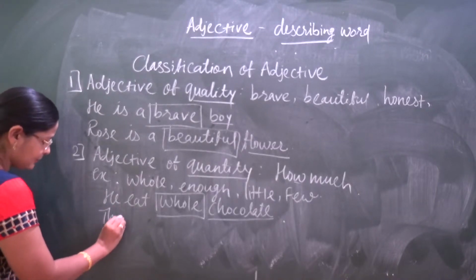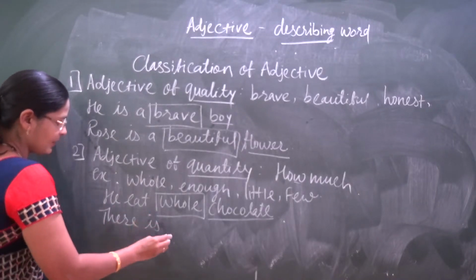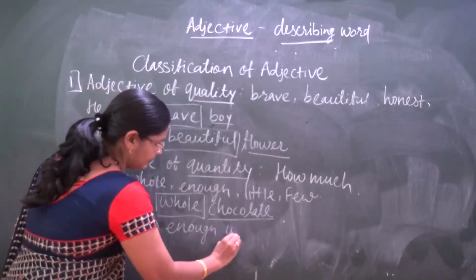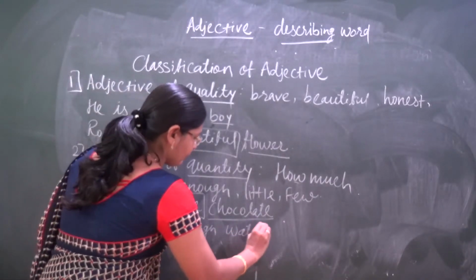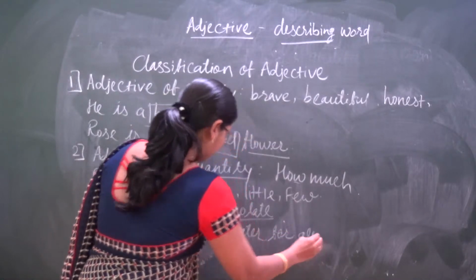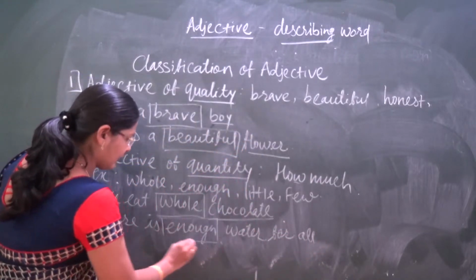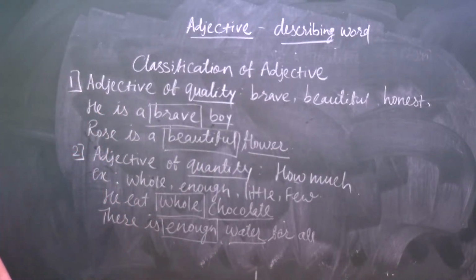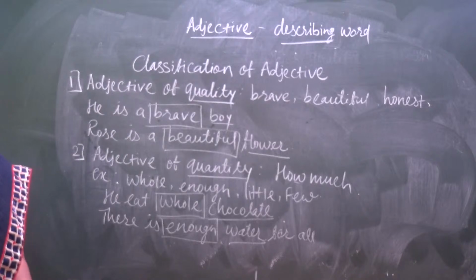There is enough water for all. So this enough is telling about the word water. So these are the adjectives of quantity.